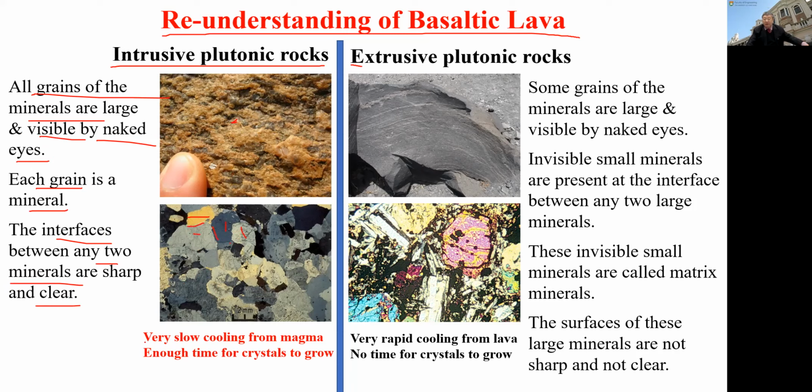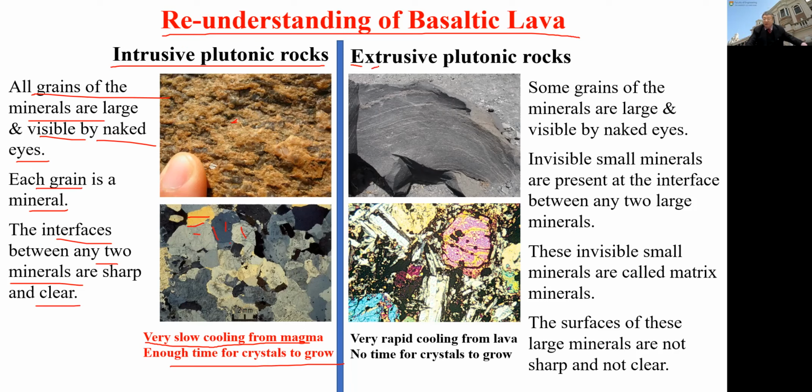So the belief is slow, very slow cooling from magma, with enough time for crystals to grow up. Because when it becomes pure magma at very high temperature, the material becomes homogeneous. Then when the temperature cools down, the minerals grew up. So that's the understanding for these igneous rocks or plutonic rocks.